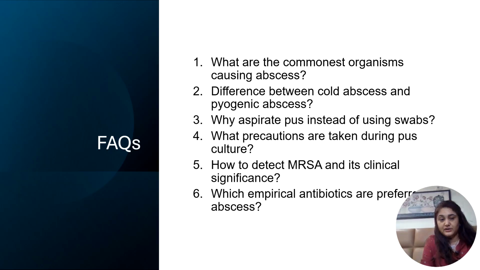Now you understood the case, the system, differential diagnosis and provisional diagnosis. Let's move further. One can ask various questions related to this case. What are the commonest organisms causing abscess? What is the difference between cold abscess and pyogenic abscess? Why do we aspirate pus instead of using a swab in such a condition? What precautions does one have to take during this pus culture? How to detect MRSA and what are their clinical implications or significance? And which empirical antibiotics are preferred to treat this case or an abscess?